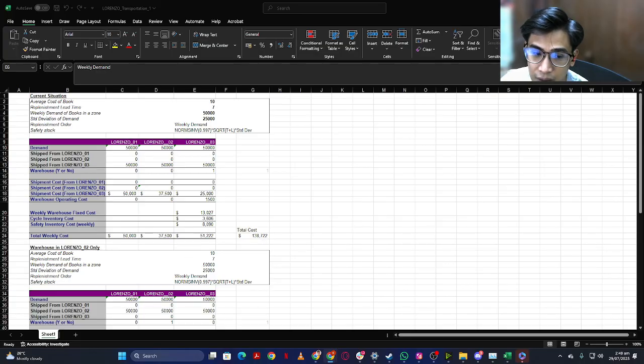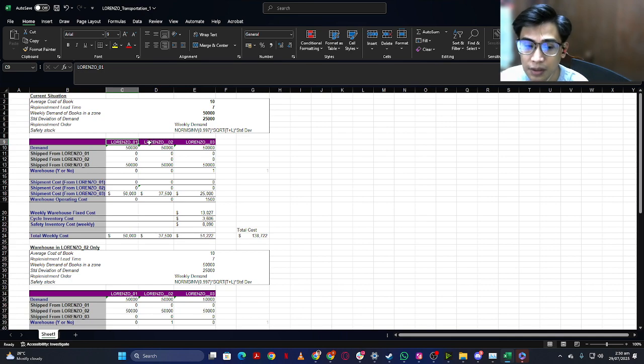Okay, let's begin. There are three delivery locations, which are Lorenzo 01, 02, and 03. All the books are shipped from Lorenzo 01 to the three Lorenzo locations. So there are no shipments made from Lorenzo 01 or Lorenzo 02. Therefore, only Lorenzo 03 incurs shipment costs. Let's break down how the shipment costs are calculated.